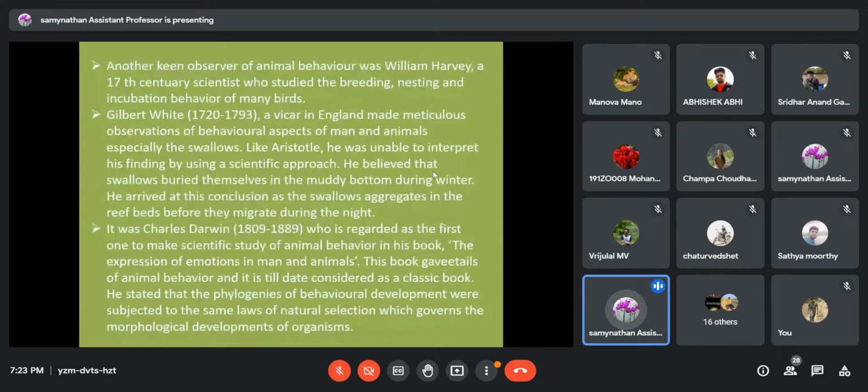Next one, another keen observer of animal behavior was William Harvey, a 17th century scientist who studied the breeding, nesting, and incubation behavior of many birds. Then Gilbert White, 1792-1793, a Victorian in England, made meticulous observations of behavioral aspects of man and animals, especially the swallows.